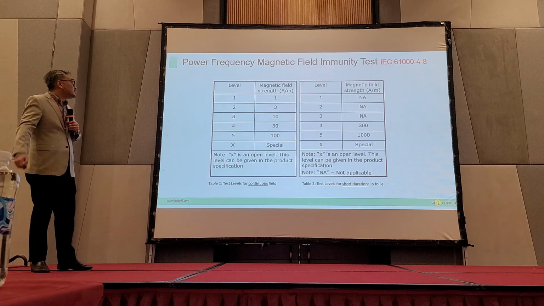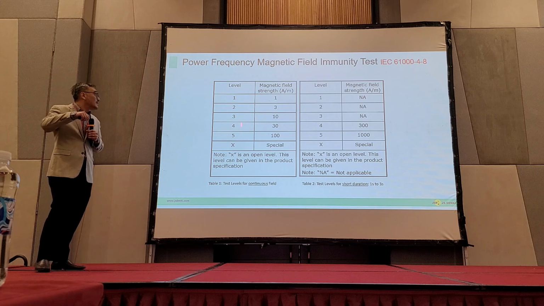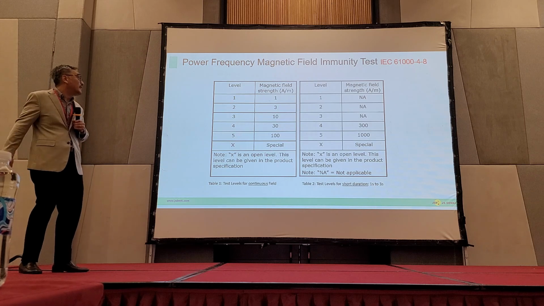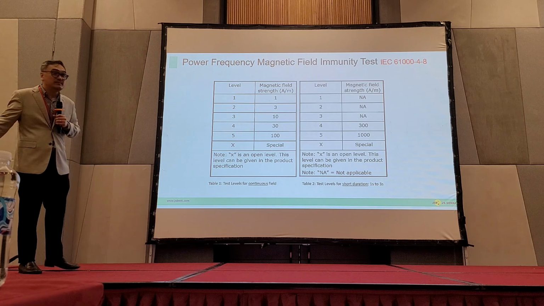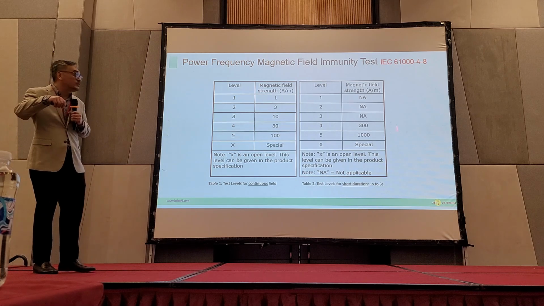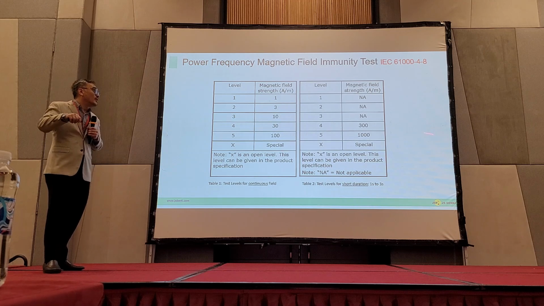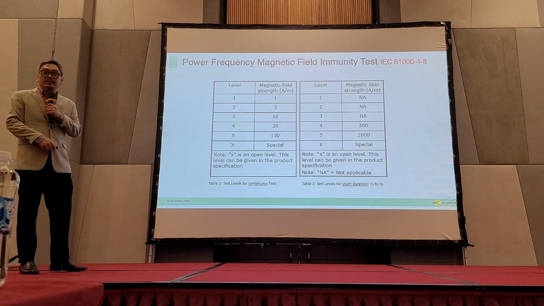Okay. Then we have a few different levels of testing, 1, 2, 3, 4, 5. So we have a long term, or continuous field, or we have a short term, or short duration. So we inject a magnetic field up to 1000 ampere per meter.